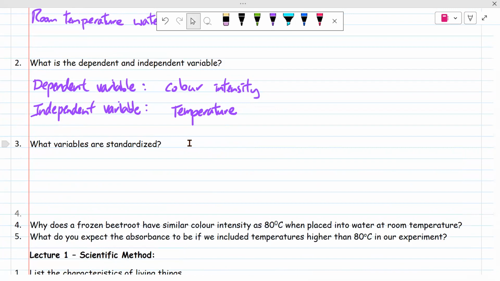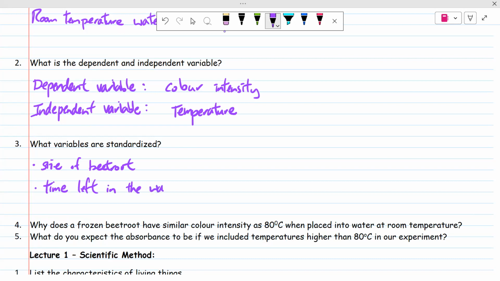What variables are standardized? There are many things that were standardized. For example, the size of beetroot, time left in the water. We, for example, only left the beetroot in the water for how long was it? Like 1 minute, I think. And then when you put it in the test tube, it was for like 10 minutes or 20 minutes. Okay, so that's standardized.